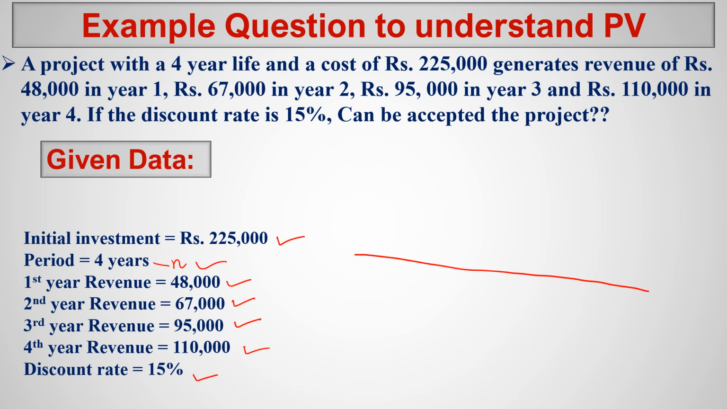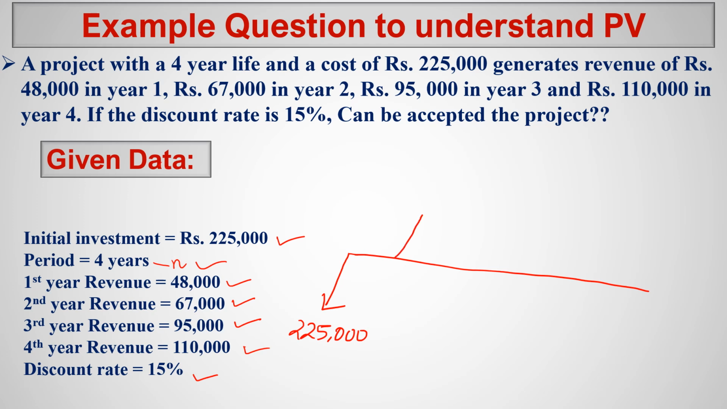Okay, no problem. So in this cash flow diagram, the initial investment is negative, so we have to write it as a negative. So the initial investment is 225,000, a negative number. We are giving it out of our pocket. So that is a negative number.